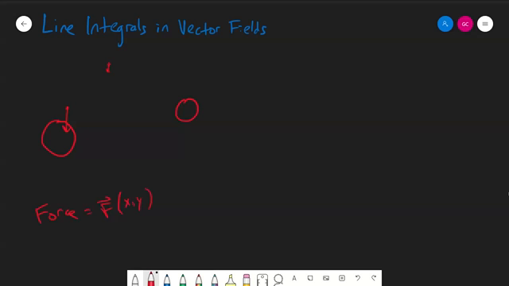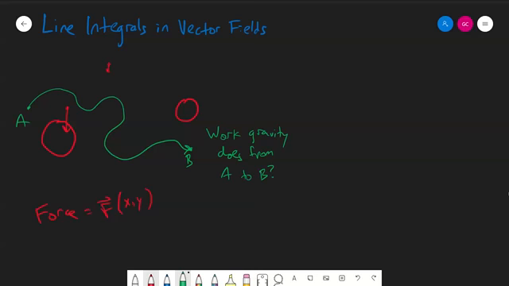And the problem we want to think about right now is a problem about work. So let's imagine now that you have an object that is moving, maybe it starts here and it moves along some path to there. And we want to know how much work that gravity does as your object moves from point A to point B. Okay, so how do we approach a problem like that?